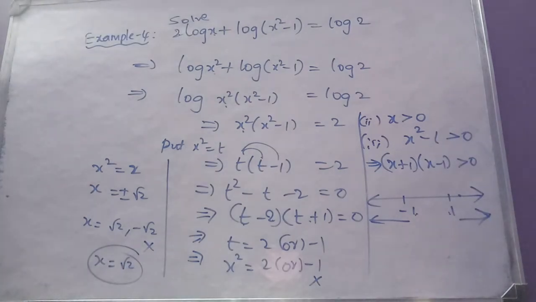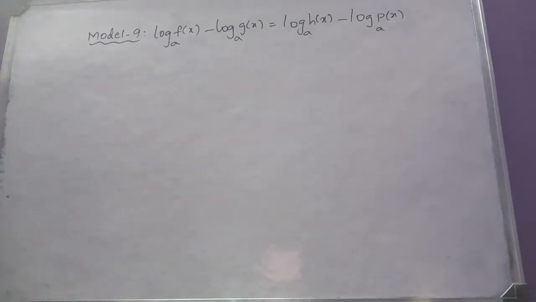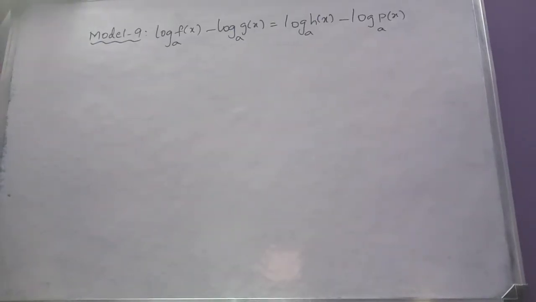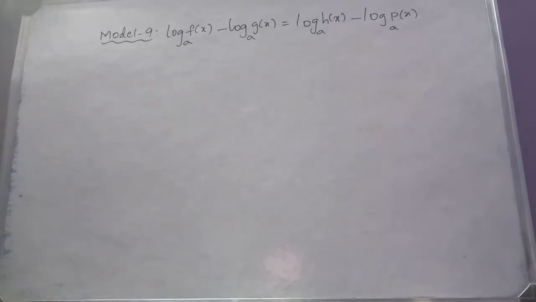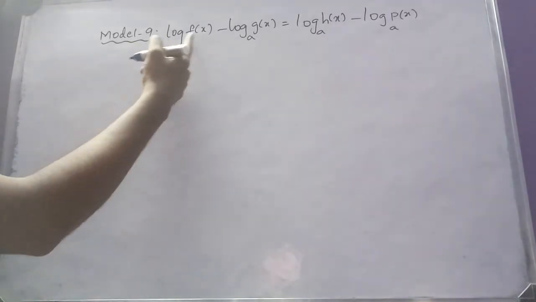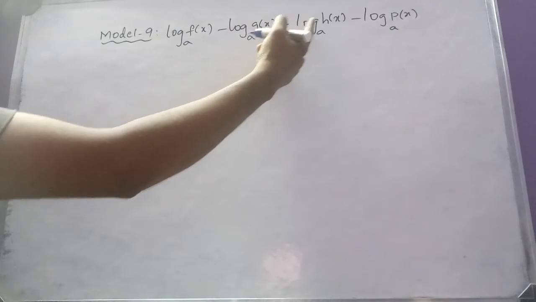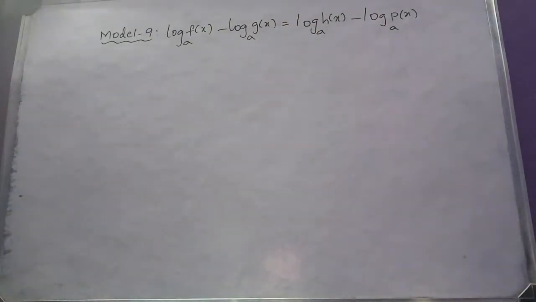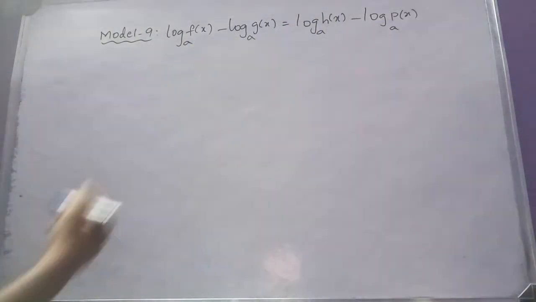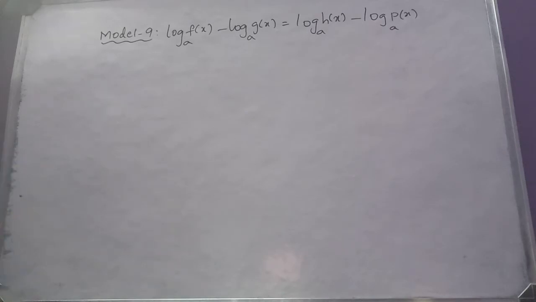Let us see the last model, model number 9. So here is our next model, model number 9: log of f of x minus log of g of x equal to log of h of x minus log of p of x, where the base is clearly greater than 0 and it should not be equal to 1, right?